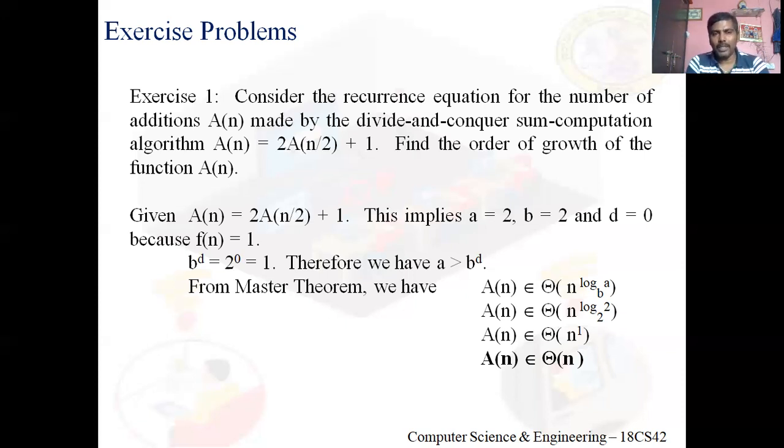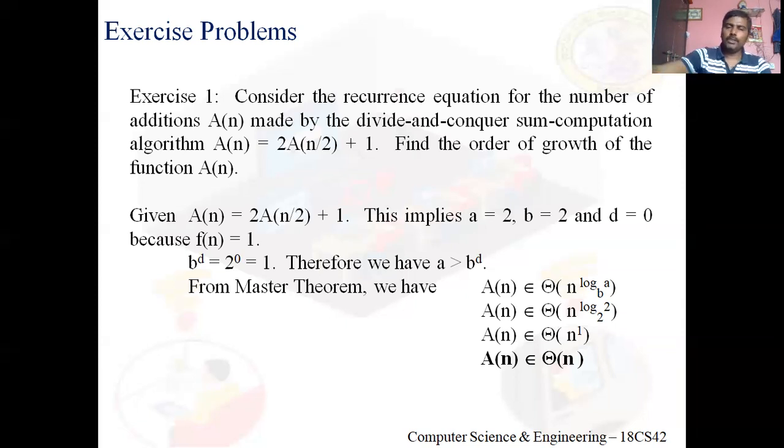In place of T, I have just used A. That's it. T is generic, and A here represents the basic operation, which might be addition. So now the recurrence is A of n equals 2A of n by 2 plus 1.